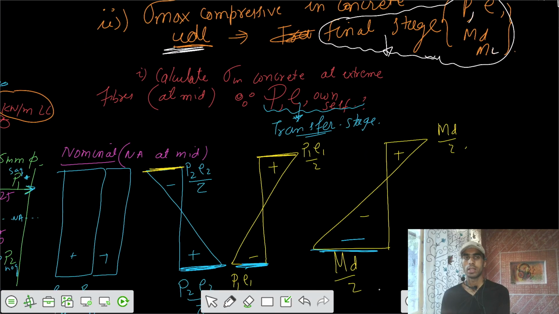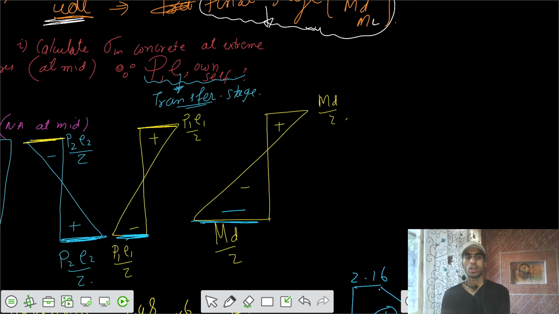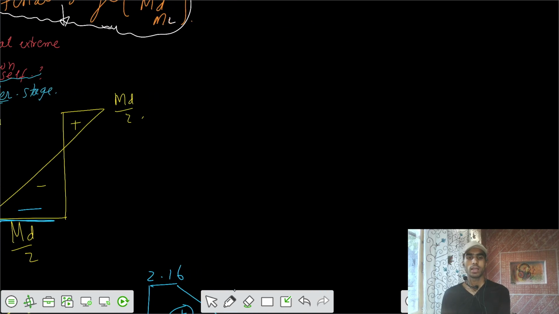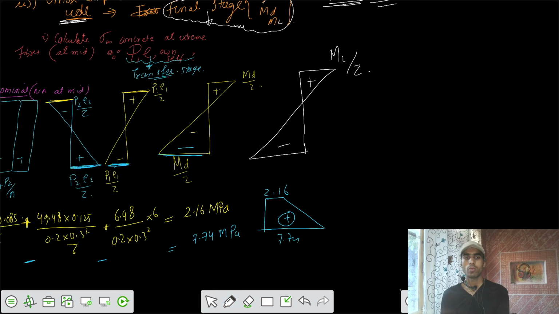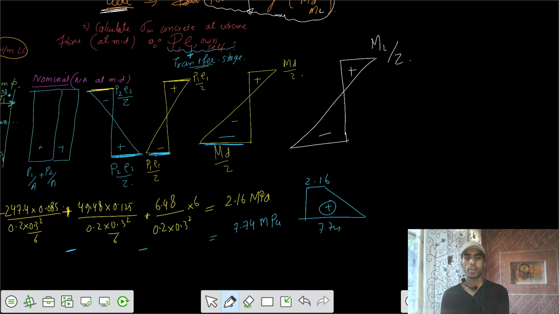So the second part of the problem is to get the maximum compressive stress in the concrete. I would say in your second stage, besides that, you have one more stress diagram that is contributed by the live load, M live by Z. Can you tell me on what side the compressive stress can develop based on the addition of that live load? Can you tell me what should be the net compressive stress that can develop? Is it at the bottom or at the top?